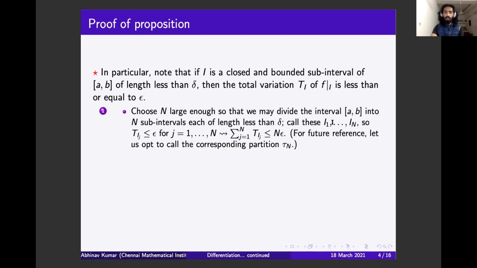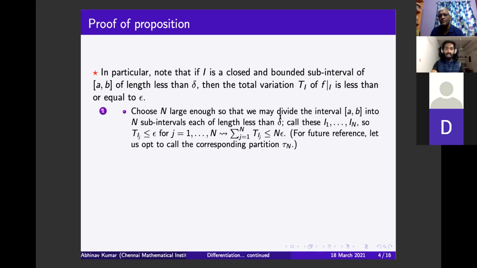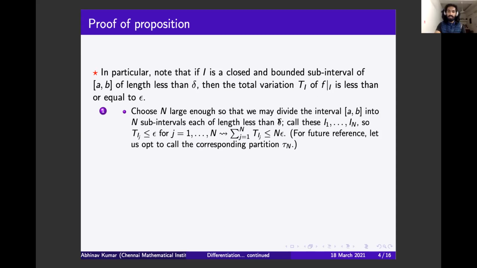Call these I1 to In, just the finite collection of intervals we have. And so this essentially is referring to a partition. So we have a partition in which each of the thus determined intervals has length less than delta, and these are those intervals. And for future reference, I will call this partition tau n, tau sub n.